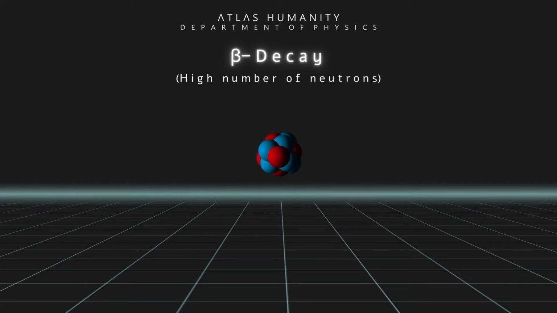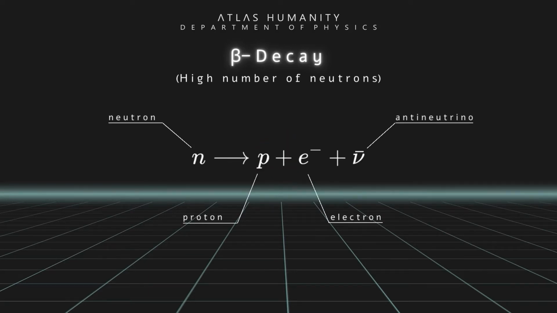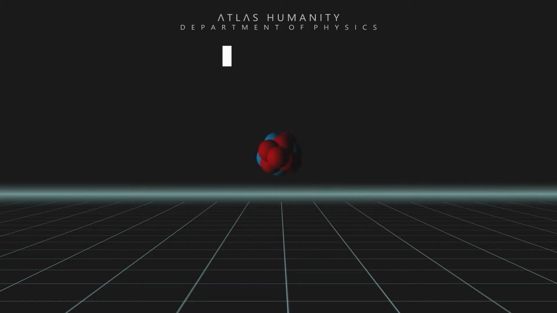So we can represent this process as follows. A neutron decays into a proton, an electron, and an antineutrino. And the electron represents our beta minus particle.